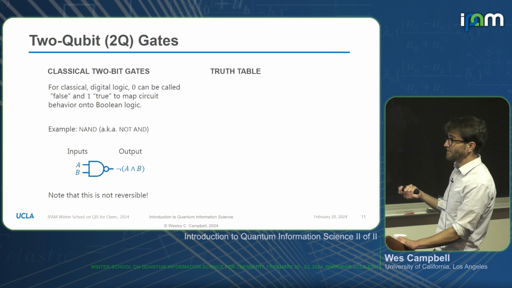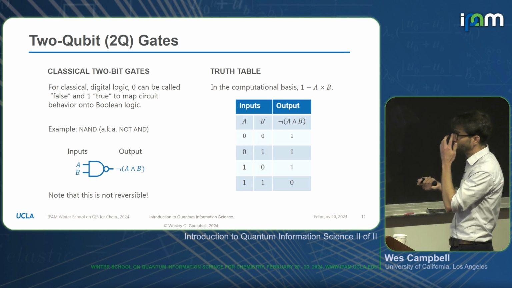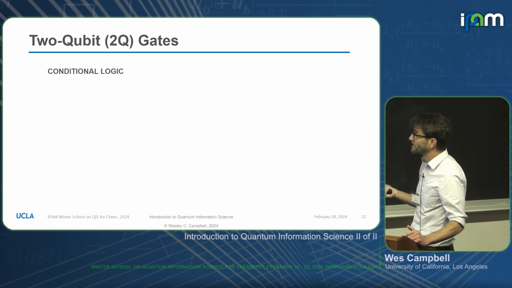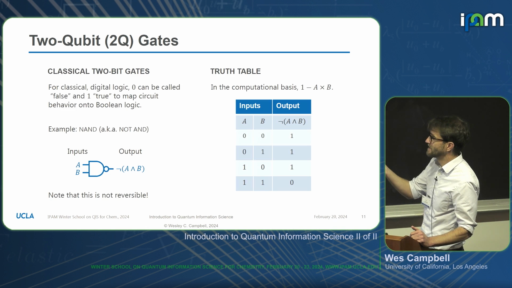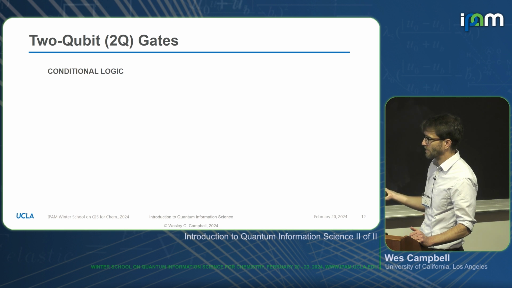We can make a truth table using this kind of Boolean logic thing. In the computational basis, what this means is that this is 1 minus A times B, where we're using 1s and 0s for A and B there. Okay, but we have every possibility of what A and B are. We can figure out what not A and B is. Okay.